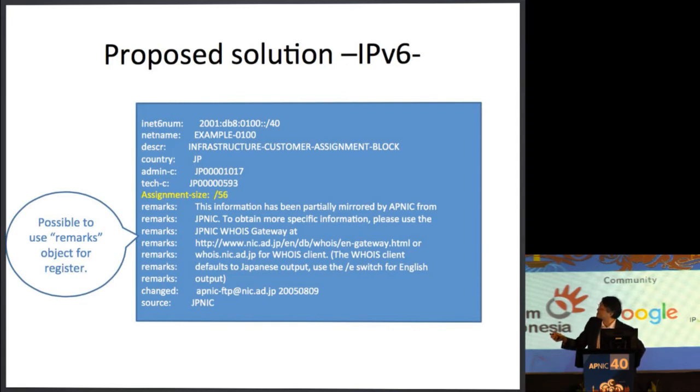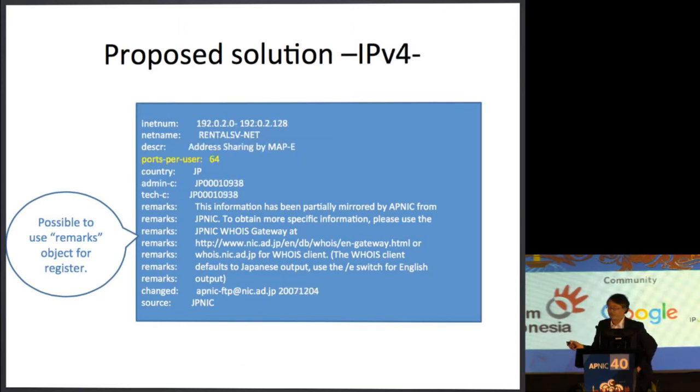Of course, in this case I show adding an additional field, but it's possible to use the remarks field here. In that case, maybe we need no change to the Whois system. Also, this is the IPv4 case, but I think this is just an example. But I'm sure such information should be registered in the Whois database.